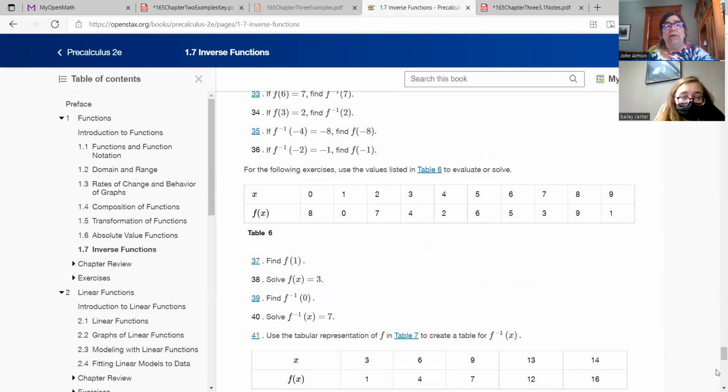When you're using this table here, same thing is true. 1 is your input. That's going to be the corresponding output. If 3 is the output, you're going to find 3 in this row and find the corresponding input. For 39 and 40, 0 is the input for the inverse function, which means it's the output of f of x. So you're going to be using this number. Solve the inverse of f is equal to 7. Once again, you would find 7 in this list right here and go with the corresponding input.